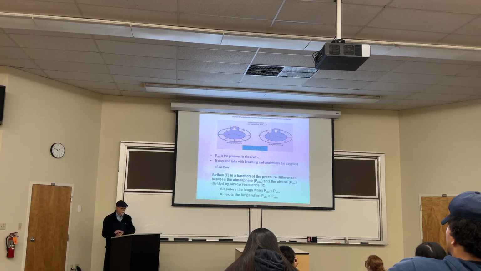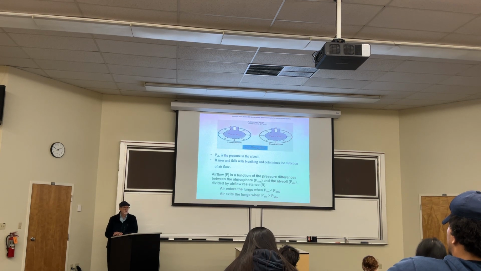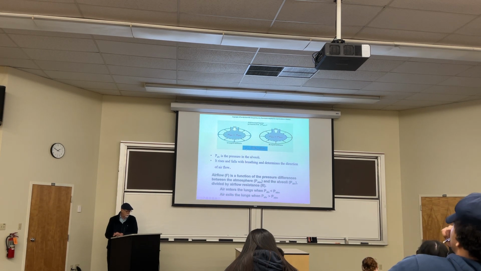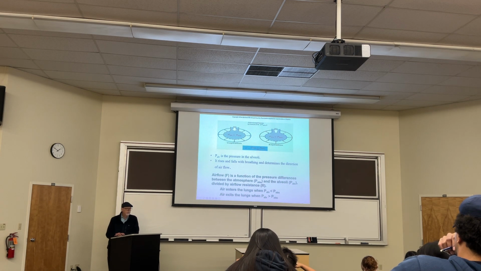It's based on the force of air, which is the atmospheric pressure minus the alveolar pressure. The atmospheric pressure is the pressure in the atmosphere, barometric pressure, if you will. The pressure in the alveoli is our lung pressure inside the lung. And then that is divided by resistance to airflow. That's our airflow equation. Air enters the lungs when the pressure in the alveoli is less than the atmospheric pressure. Air exits the lungs when the pressure in the alveoli is greater than the pressure in the atmosphere. It's really as simple as that. We move air down a pressure gradient, and that's how we do it.